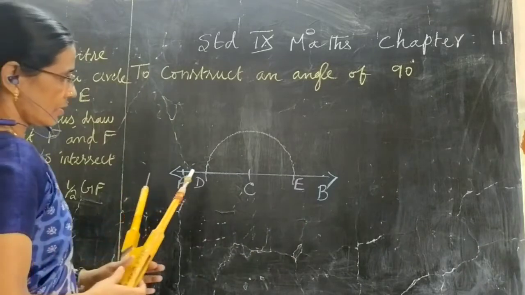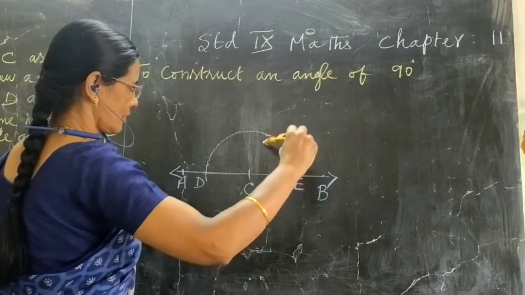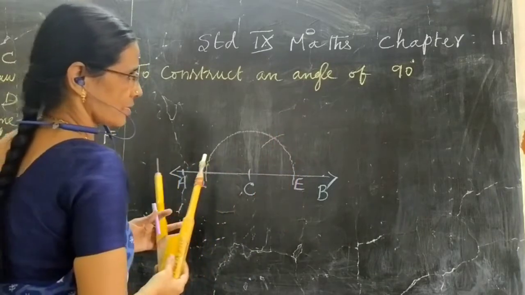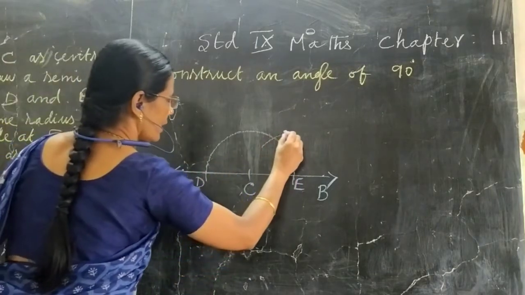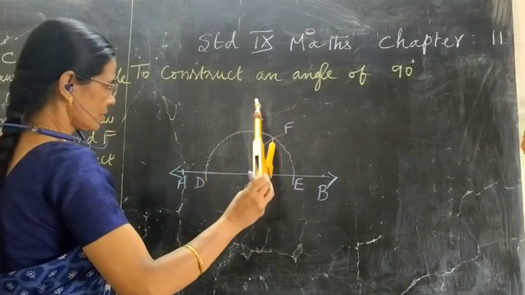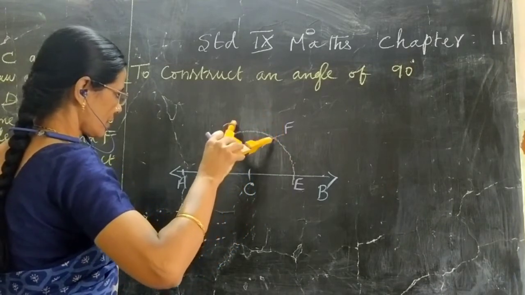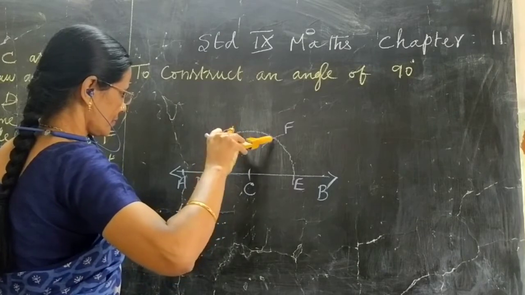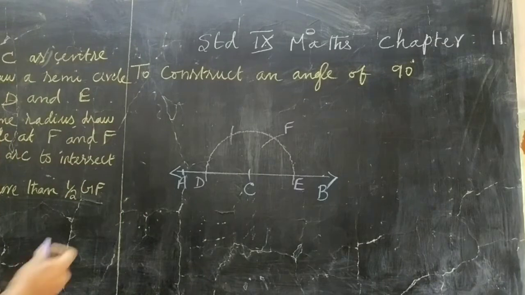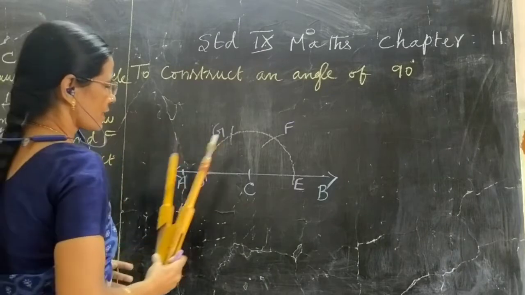Right. Now with E as center and the same radius, draw an arc. You can see this arc intersects the semicircle at some point. Let us name this point as F. Now with F as center and the same radius, we are going to draw one more arc to intersect the semicircle. The point of intersection we are going to take as G. Till here, hope things are clear.